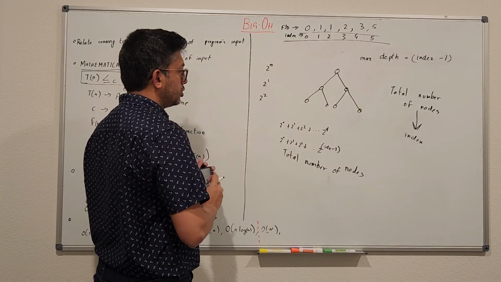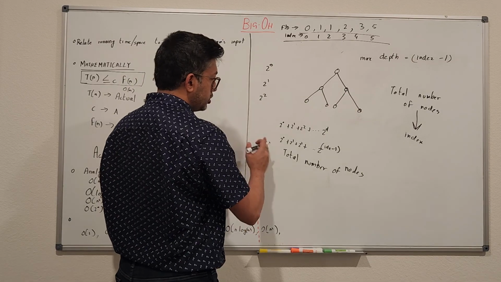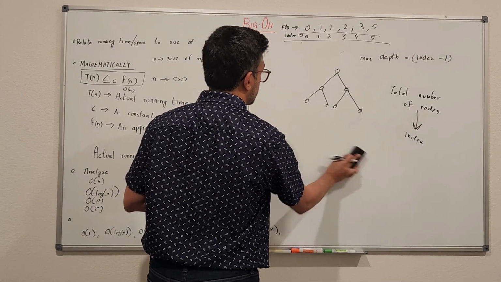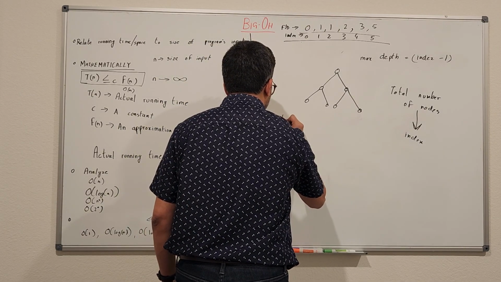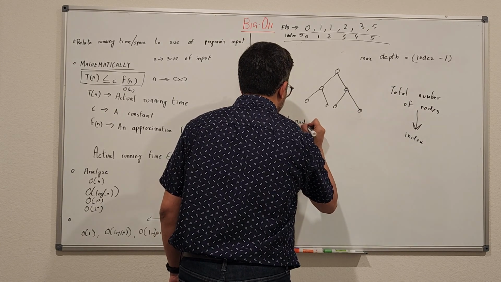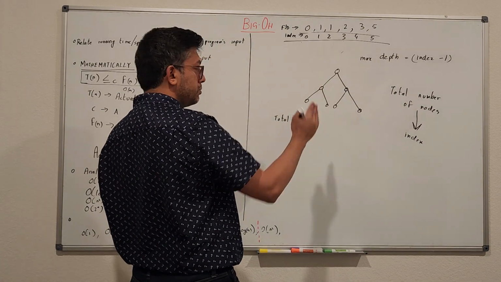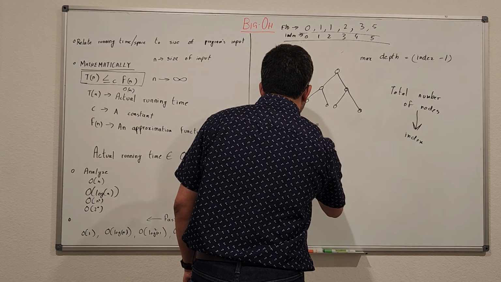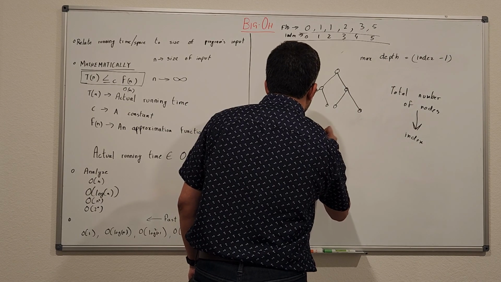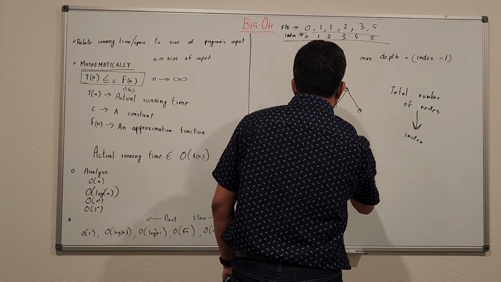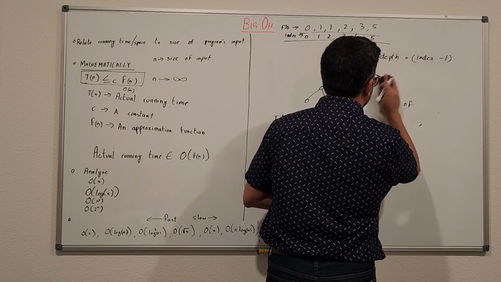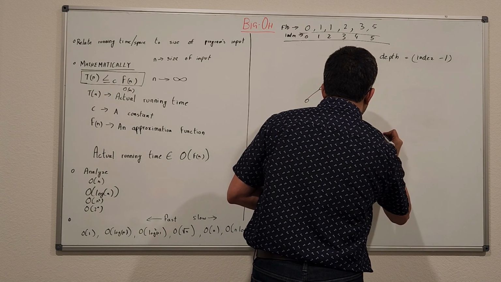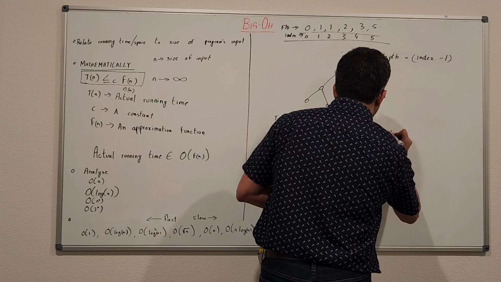So this is the total number of nodes. I'm going to write this down separately: 2 raised to 0 plus 2 raised to 1 dot dot dot till 2 raised to index minus 1. Again, remember, total number of nodes is pretty much the total number of operations. So I can write it down here: operations is 2 raised to 0 plus 2 raised to 1 plus dot dot dot plus 2 raised to index minus 1.